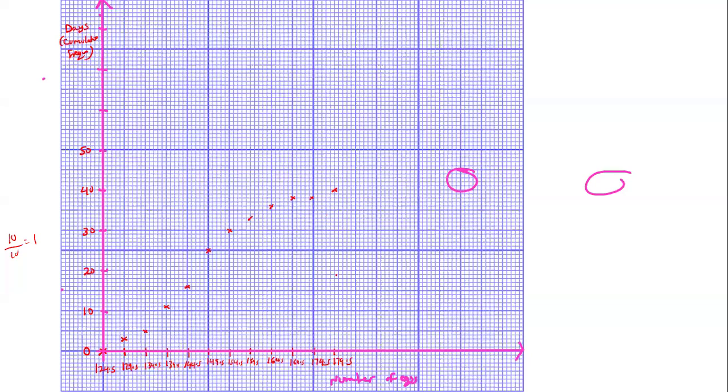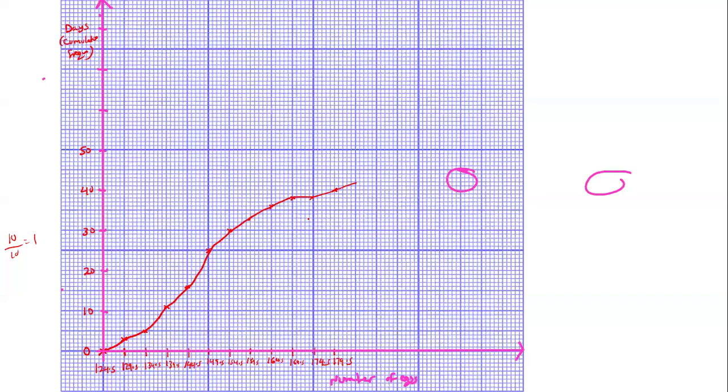Then from there, draw your smooth curve. For me, I always love starting from up here. So I'll come and draw my smooth curve. Something like that.